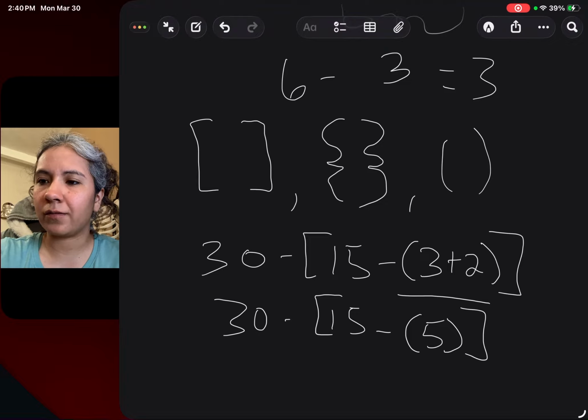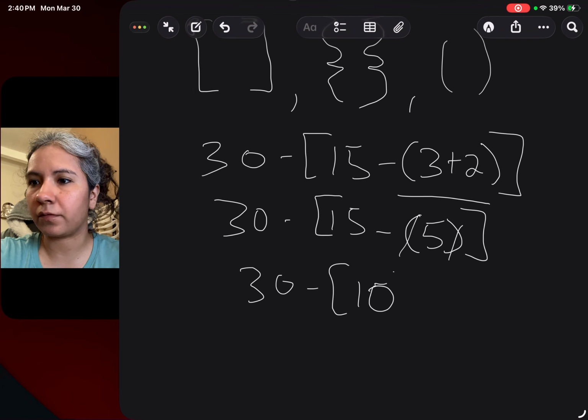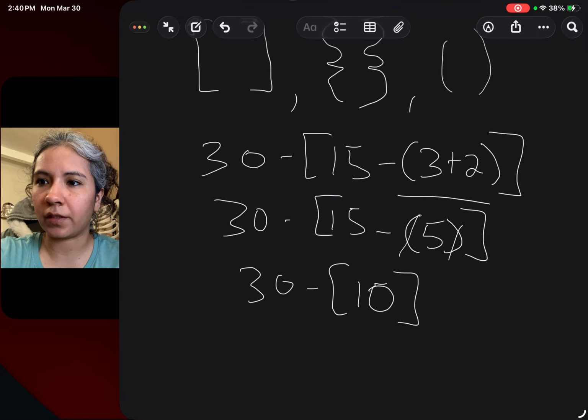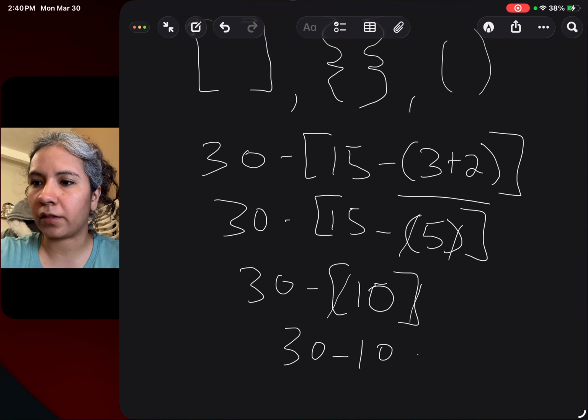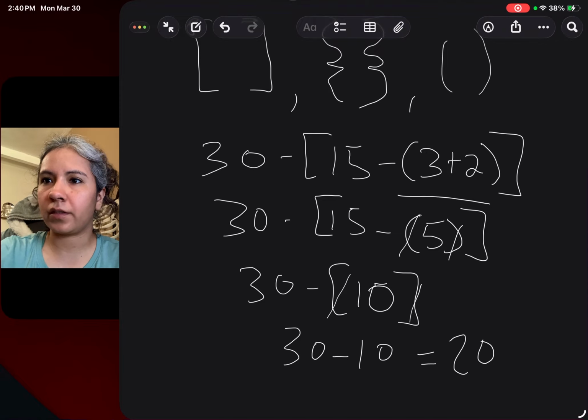And so now you can pretty much get rid of the parentheses. So now you have 15 minus 5, so leave the 30. 15 minus 5 is 10. Then you can get rid of this one, so it's 30 minus 10. So that's symbols of inclusion.